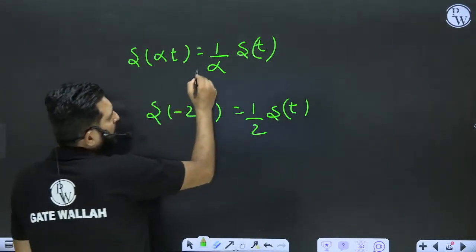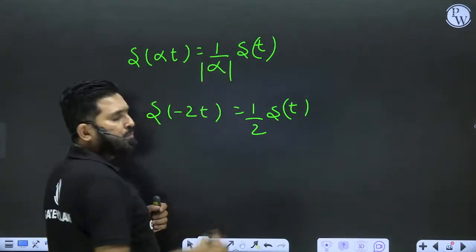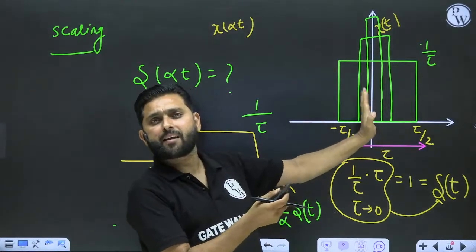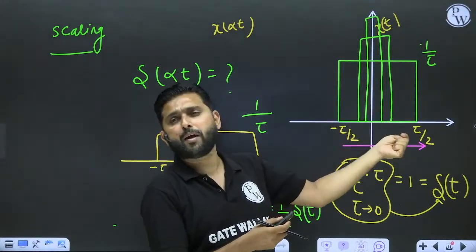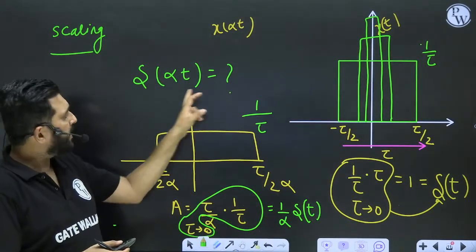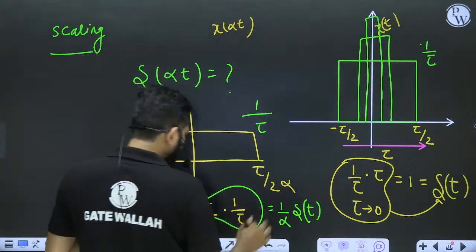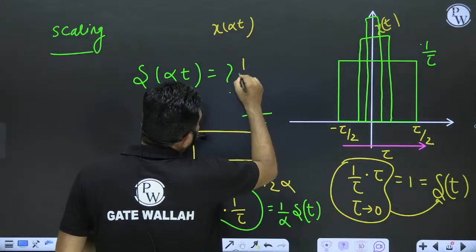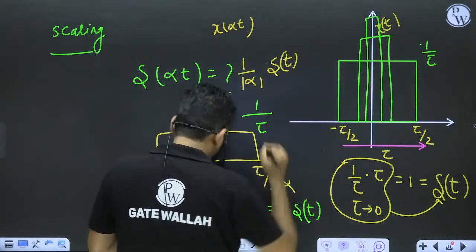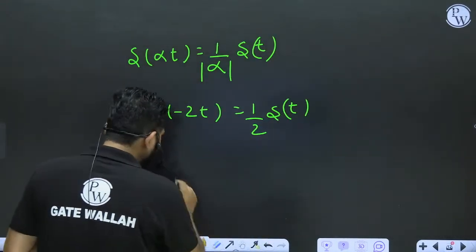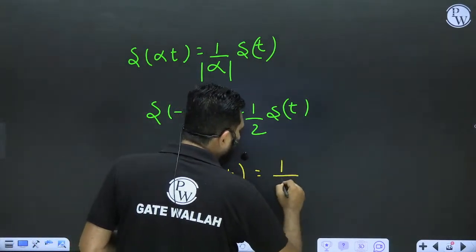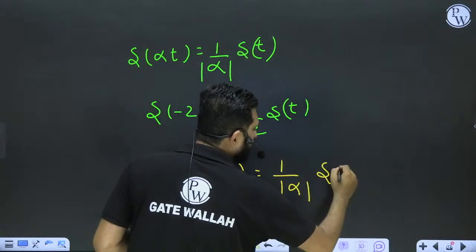To denote this, I am putting a mod on alpha, so that if we take a reversal on both the sides, the point is exactly the same. So delta of alpha t is nothing but 1 by mod alpha times delta t. That's a very, very important point. Let me write it separately somewhere. Delta of alpha t is equal to 1 by mod alpha times delta t.